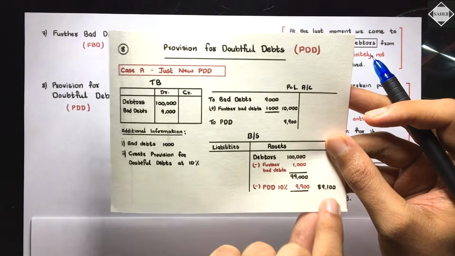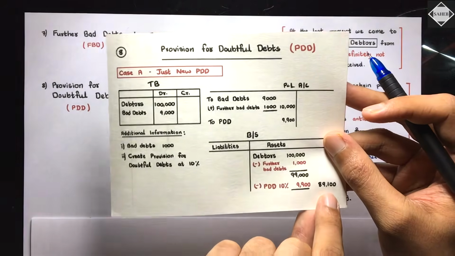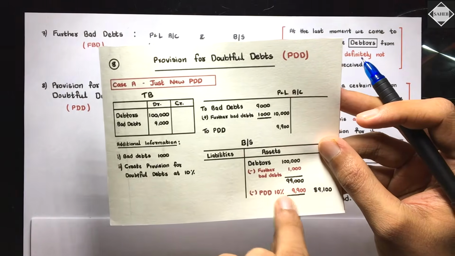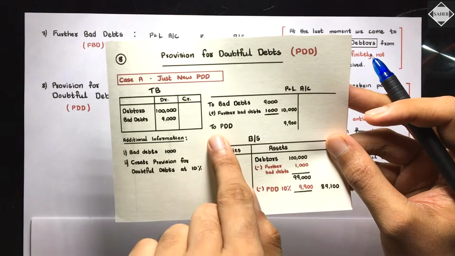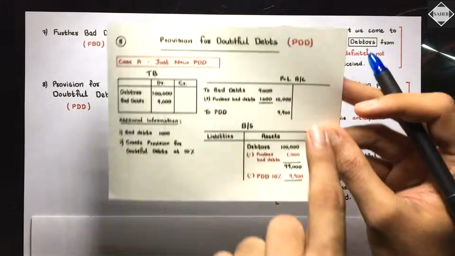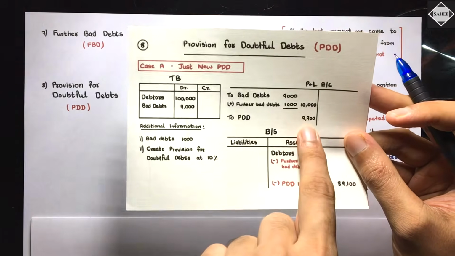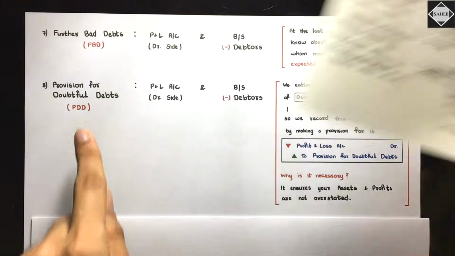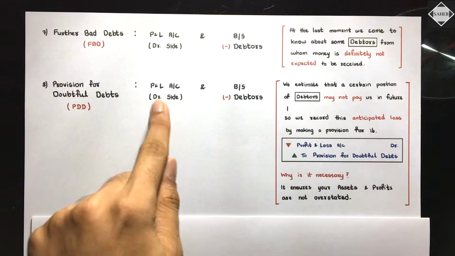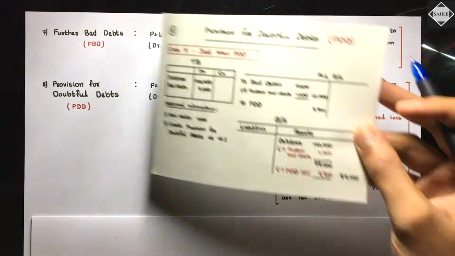So the accurate value of your asset is displayed here, that is 89,100. At the same time, this anticipated loss of 9,900 is created out of profit and loss, so here also you have to show it, to PDD. Profit and loss account is debited because of the provision, to PDD 9,900. PDD means provision for doubtful debts. Is it difficult? It's really simple. Two things happened: the P&L debit side, and then in the balance sheet we showed it as a deduction from the debtors value. You understood?